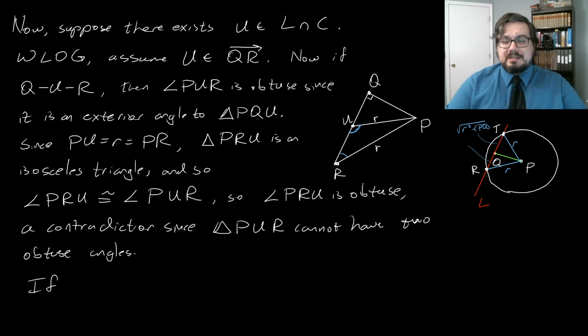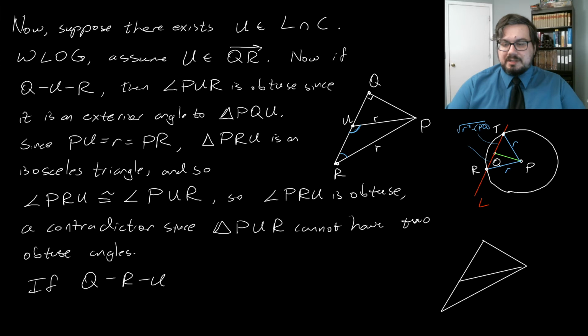Now, if U doesn't lie between Q and R, then we might have that R lies between Q and U. In this case, we can do something very similar. And I'm not going to write out the whole argument again. We're just going to see what the picture is. And the picture is almost exactly the same.